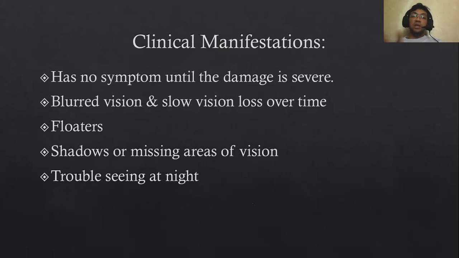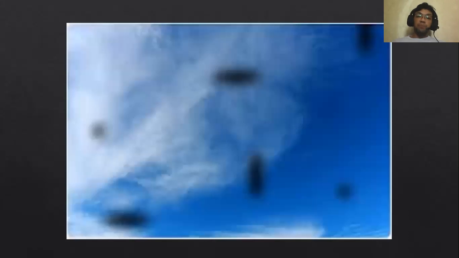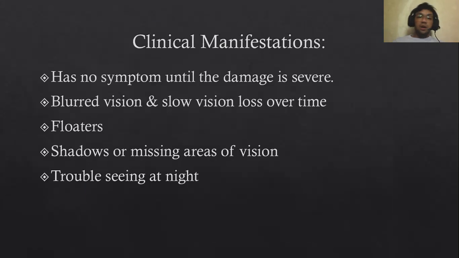Clinical manifestations: there are no signs and symptoms until the damage is already severe. Blurred vision will occur and slow vision loss will progress over time. Floaters will appear in the patient's visual field as well, or shadows or missing areas of vision may be present, and they will experience night blindness, trouble seeing at night.